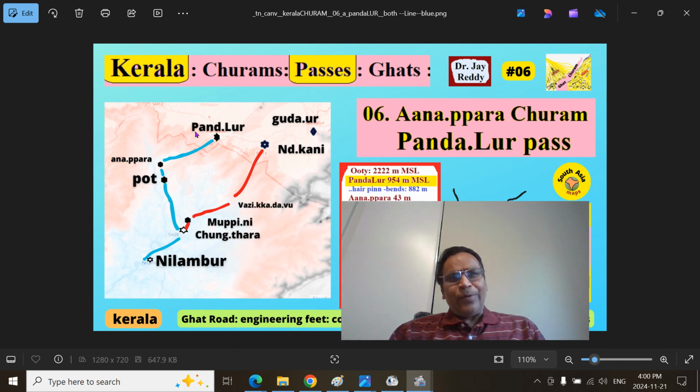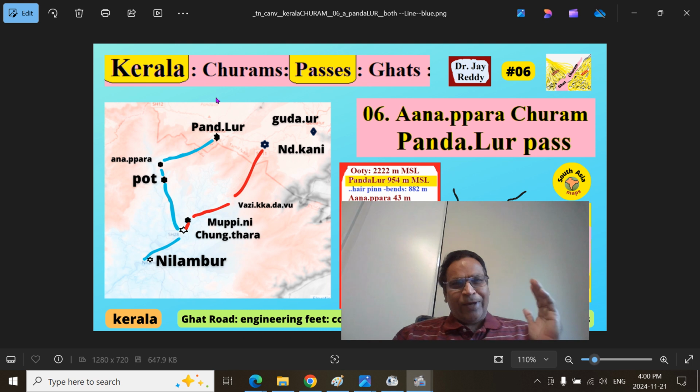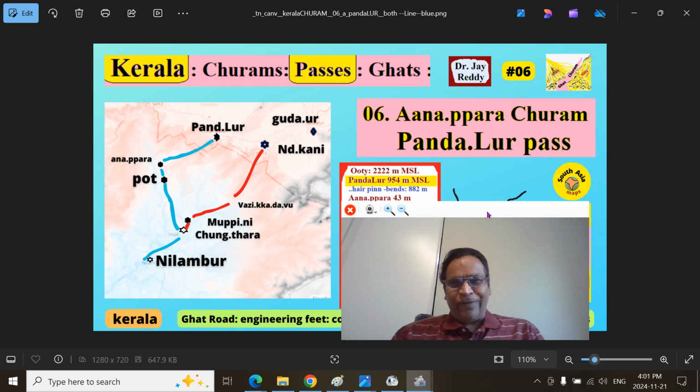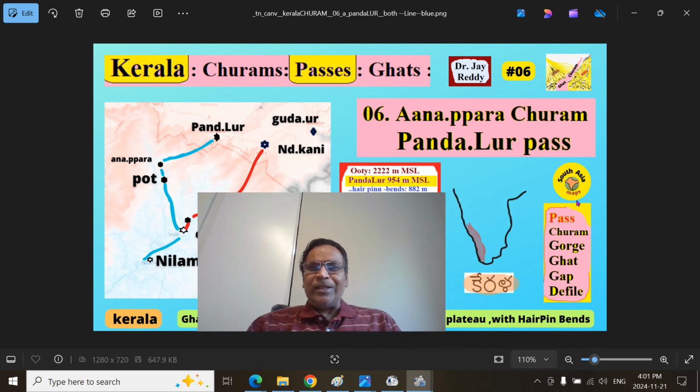Mitrulara, we are continuing our Kerala Churam series, that is the Kerala passes, the Ghat roads, Ghat sections and defiles. The pass in the local language is called Churam. It is a gorge, a Ghat section, a gap town or gap road, a defile. This is part 6.